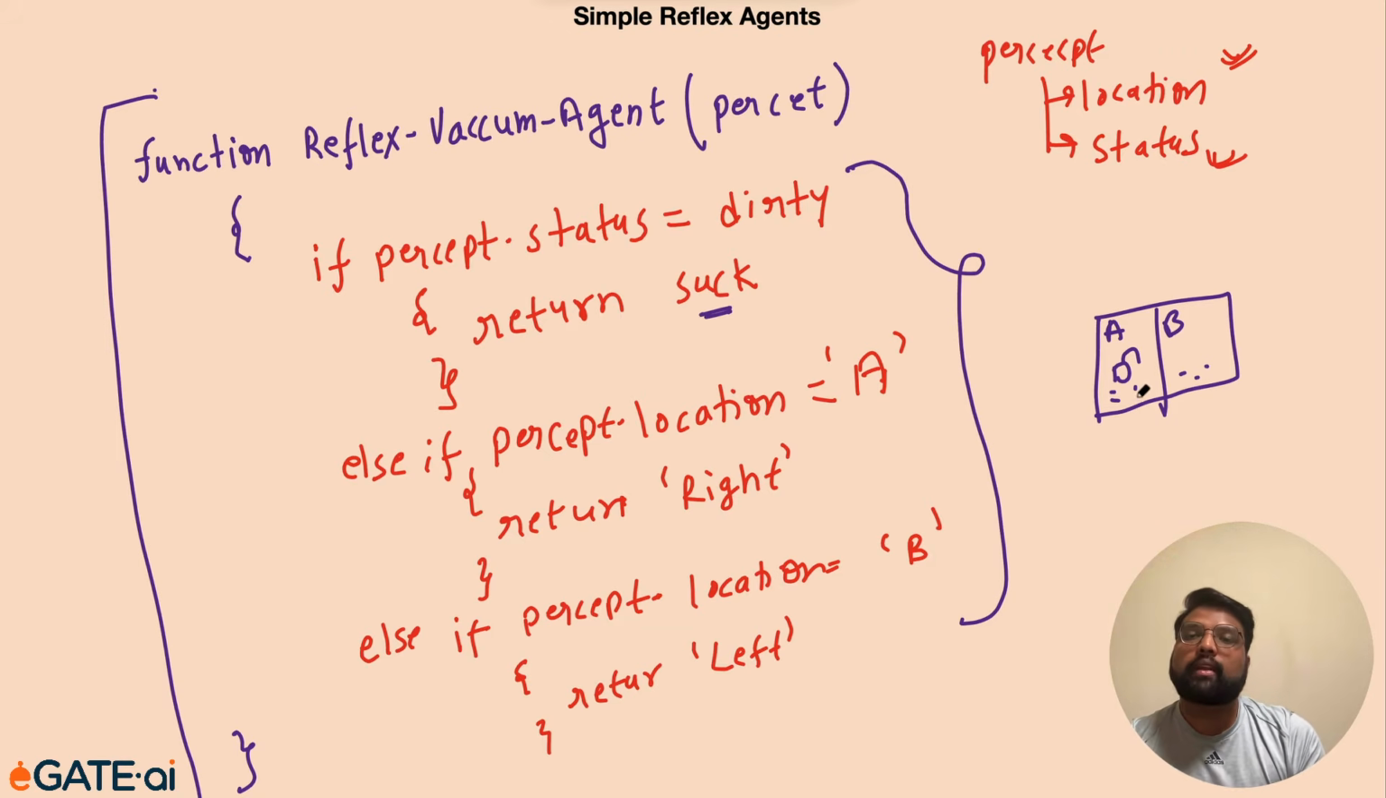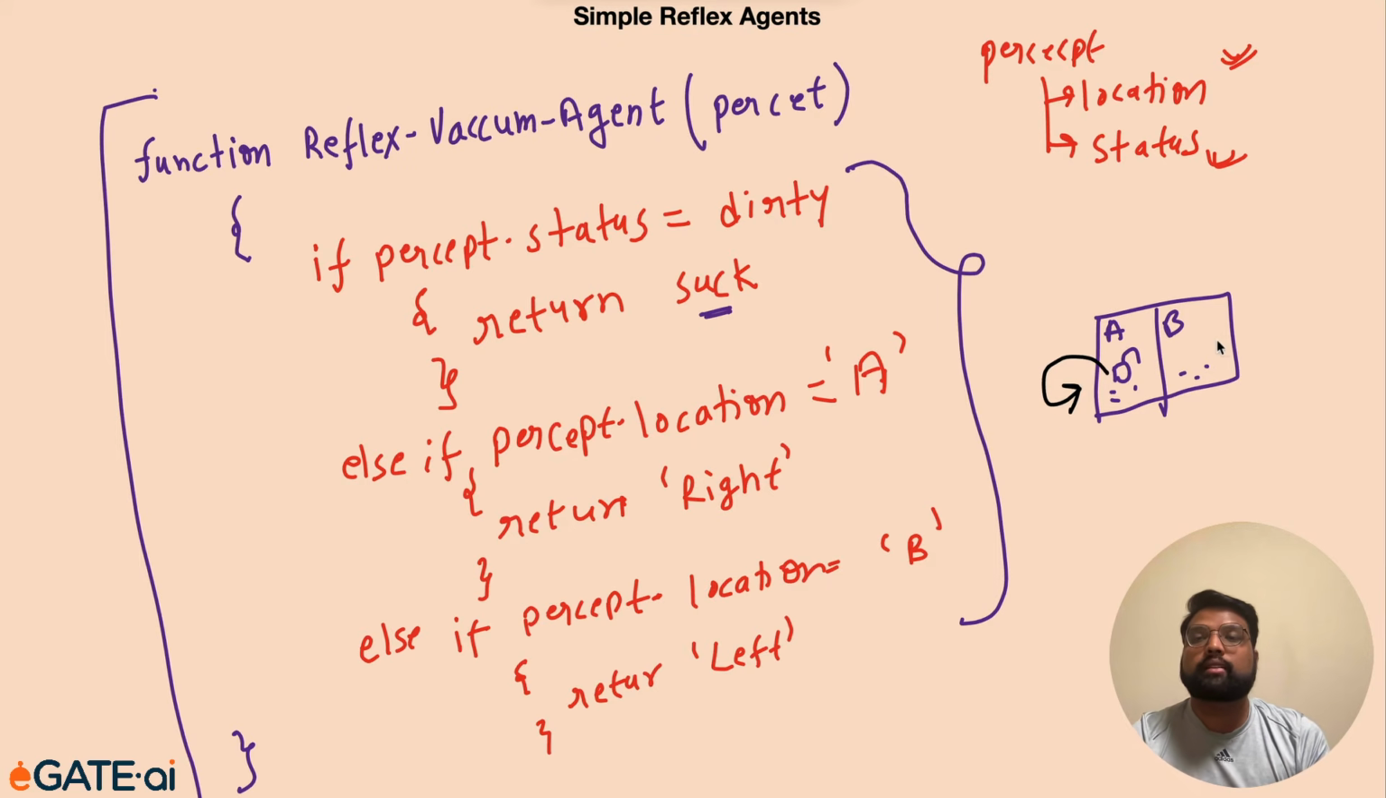So if the environment is partially observable, what will happen? Suppose in the beginning the agent is in block A and it's dirty, it will suck the dirt, that's fine. But now suppose the current block is clean, so the agent will either move to the left or to the right, but the agent does not know whether it is in block A or block B, so it might try to move in the left direction, right? So there is a possibility that it will get stuck in an infinite loop, right?